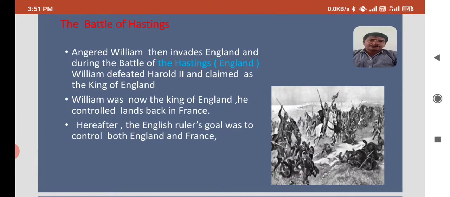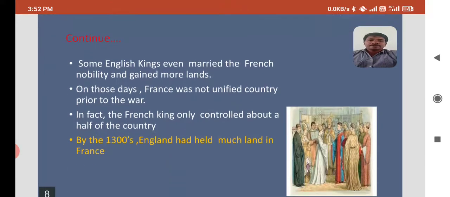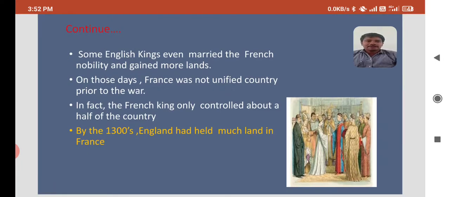Then he invaded England, and during the Battle of Hastings, William defeated Harold II and was claimed as the King of England. Now William was the King of England. He controlled the lands back in France as well as England. Hereafter, the English rulers' goal was to control both England and France. Some of the kings even married French nobility and gained more lands, and vice versa.